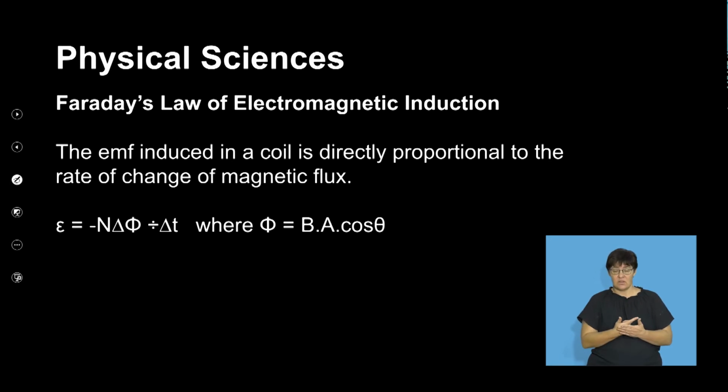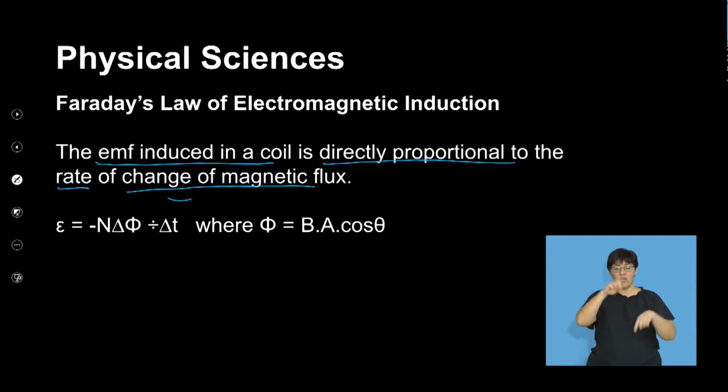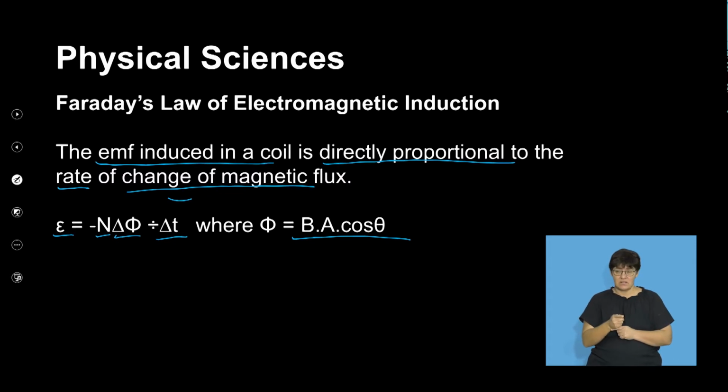Faraday's Law says the EMF induced in a coil is directly proportional to the rate of change of magnetic flux. And we use this equation: E is equal to the number of turns, with a negative sign outside, times the change in magnetic flux divided by the change in time. And we've said the flux is the field strength times area times cos theta.